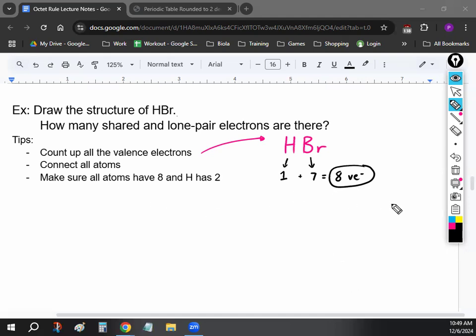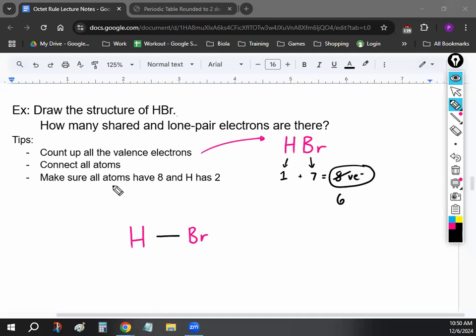All right, next thing we're going to do is connect all the atoms. So we're going to write down the elements, H and Br. And we're going to connect them because they're one molecule, so they're connected together. So let's draw a line to connect them. Do you remember how many electrons this line represents? 2. So when we draw a line, we use 2 electrons. Okay, so we had 8. We used 2 of them. So now we have 6 that we still need to draw.